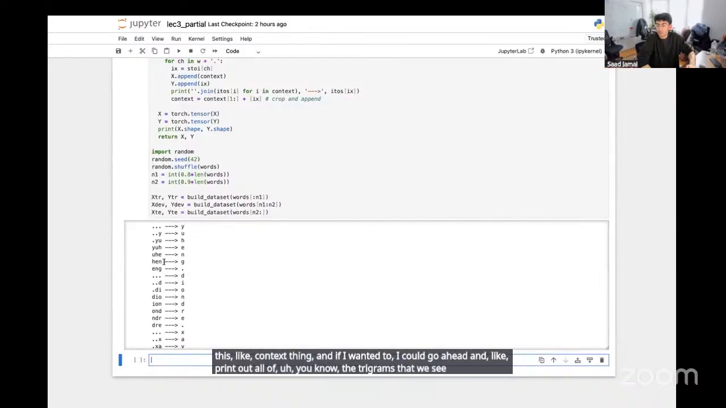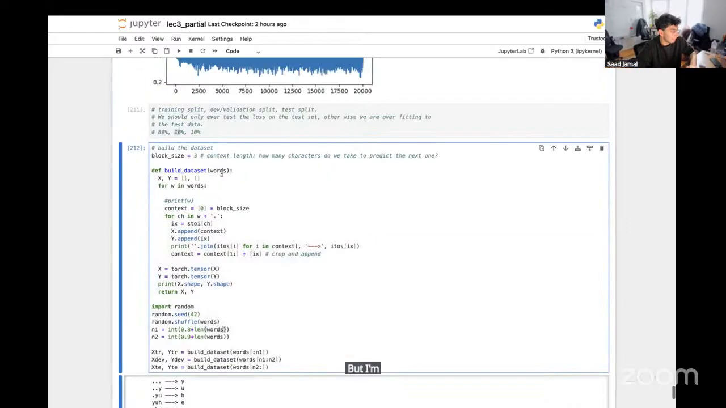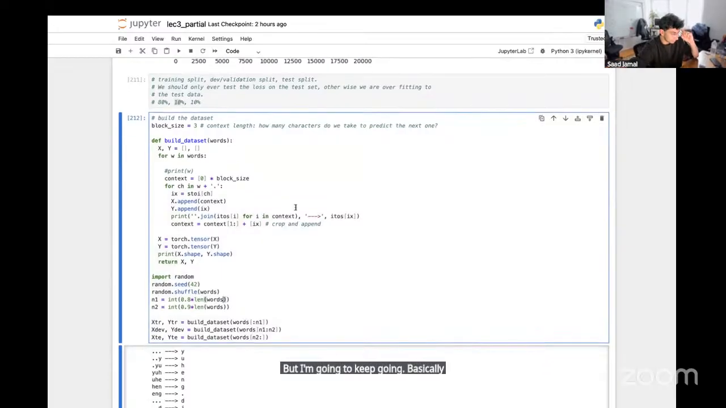Should we use the confidence interval for validation? If you can just clarify what that question means. What do you mean by confidence interval? But I'm going to keep going. Basically, all right, just give me one second.